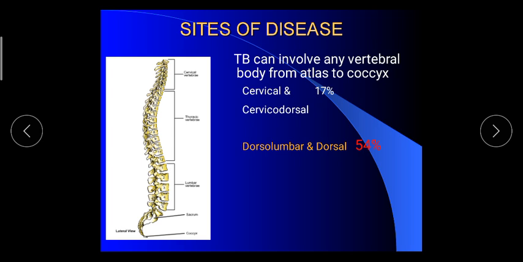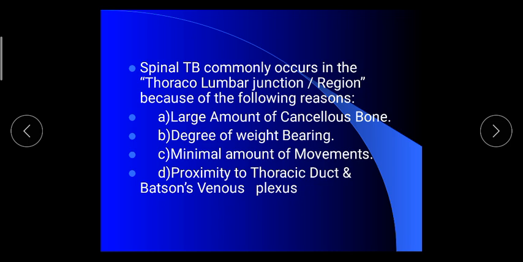TB can involve any vertebral body from the atlas to the coccyx. In the cervicodorsal region it affects 17%, and in the dorsal and dorsolumbar region 54%. Spinal tuberculosis most commonly occurs in the thoracolumbar junction, and there are four reasons.